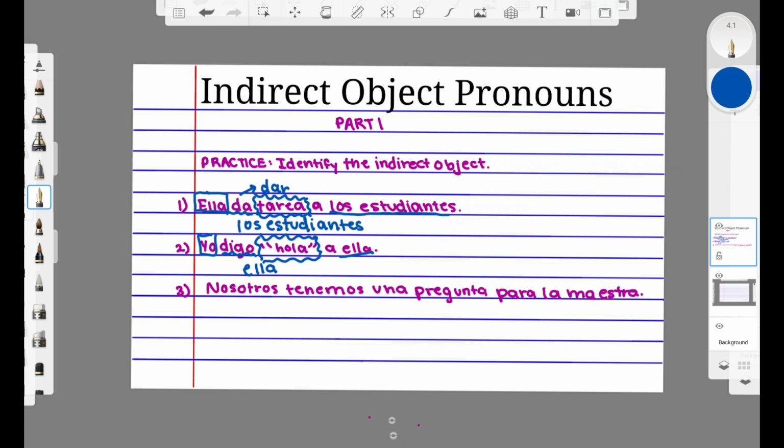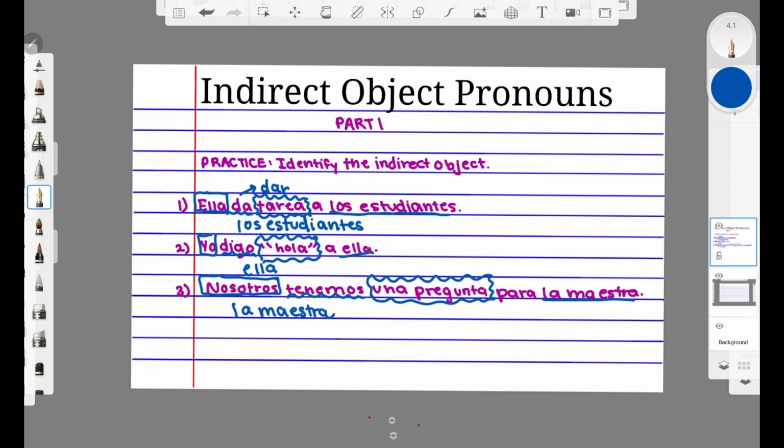And lastly, we have nosotros tenemos una pregunta para la maestra. If we were to translate it in English first, we have a question for the teacher. That makes it easy to understand. Tenemos is our verb. Remember, it comes from tener. Nosotros is our subject because we have, what do we have? We have a question. That is our direct object. And para means for. La maestra is the one indirectly affected by the situation.